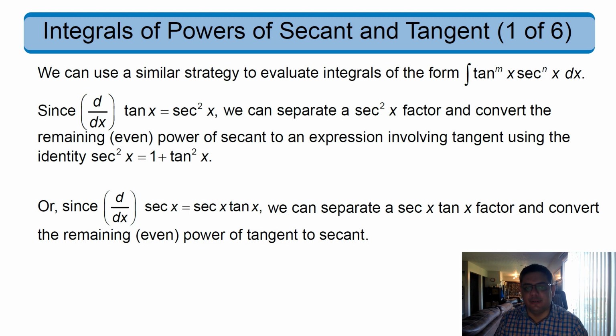And we can use a very similar strategy to what we did before with integrals of the form tangent to the m of x, secant to the n of x. The whole idea is, since the derivative of tangent is secant squared, we can separate some sort of secant squared factor and compare the remaining even power of secant to an expression involving tangent using the identity secant squared equals 1 plus tangent squared.